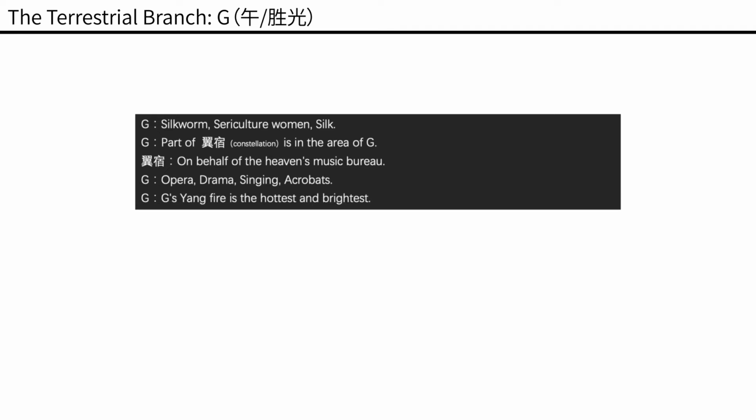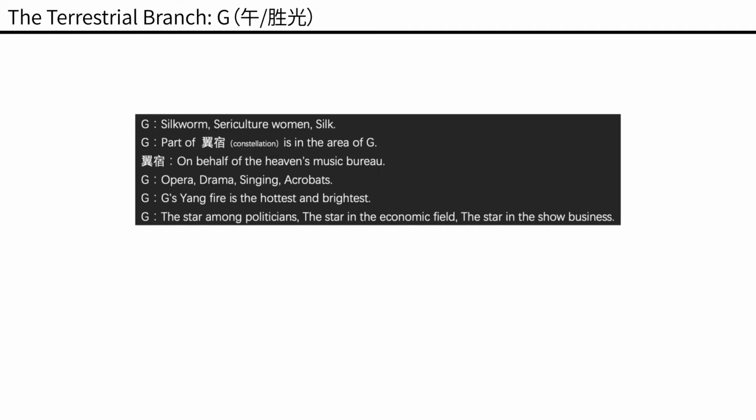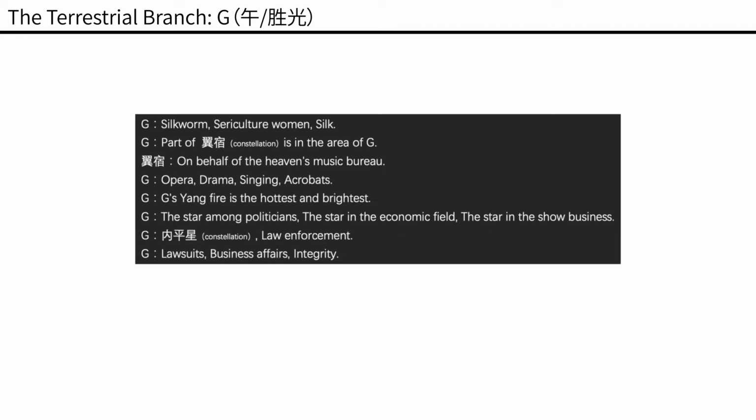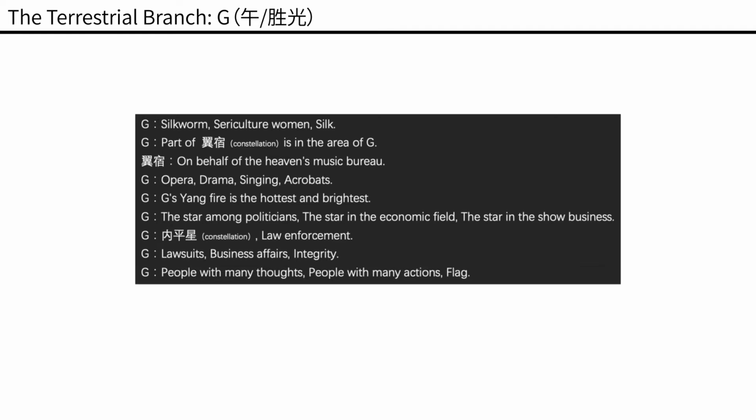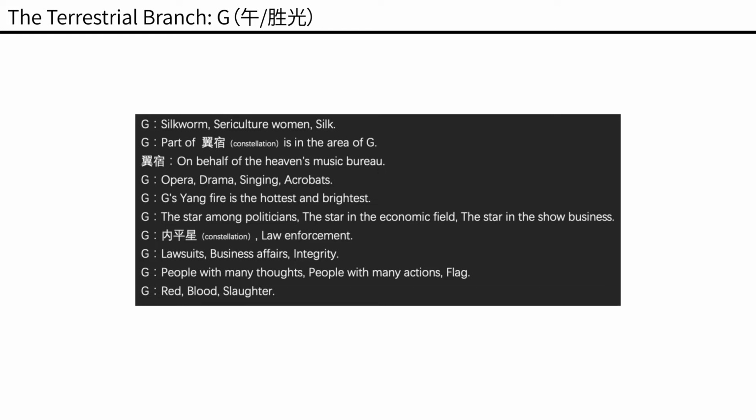Because G's yang fire is the hottest and brightest, G represents the star among the politicians, the star in the economic field, and the star in the show business. In the area of G, there is a 内平星, which represents law enforcement, so G represents lawsuits, business affairs, and integrity. Because the flame is swaying when it burns, G represents people with many thoughts, people with many actions, and a flag. Because G represents red, G represents blood, slaughter.